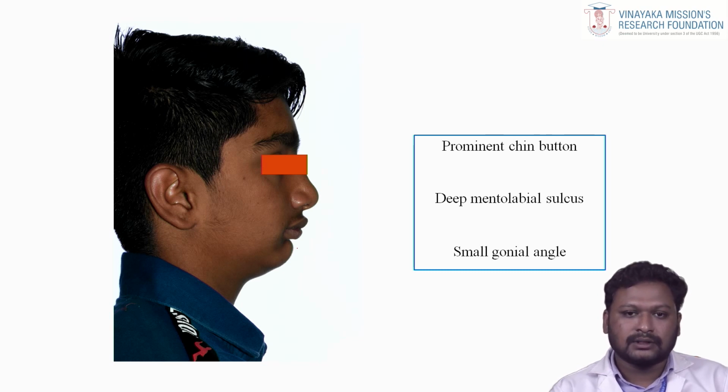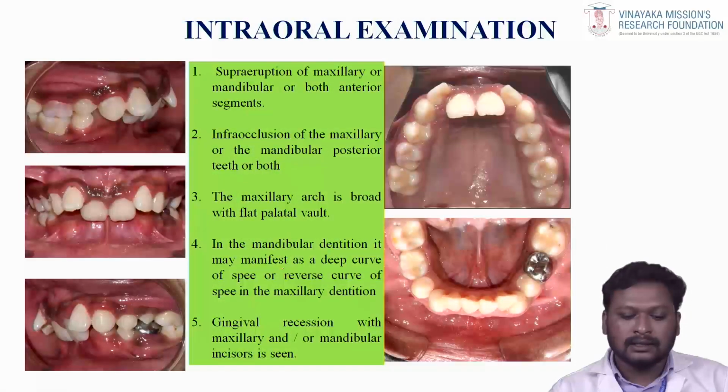So mostly patients in deep bite cases will have a retrognathic mandible. And also look at the gonial angle, that's a small gonial angle, and also the mentolabial sulcus will be deeper. And patient will also have a small lower third of the face. So intraorally you can see most of the cases are dentoalveolar. If it is dentoalveolar, the classical example is a class 2 division 2 case. So patient will have retroclined incisors that will lead to the supraeruption of the upper incisors that will cause a deep bite. So it's mostly in dentoalveolar cases.